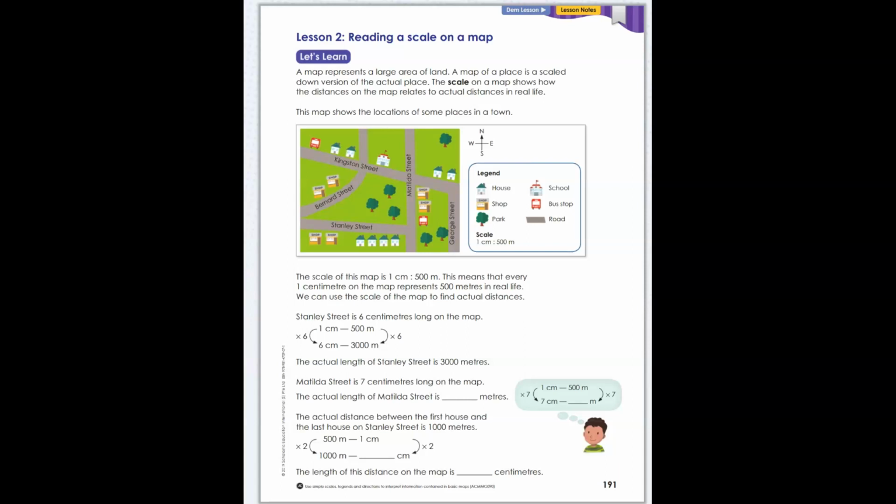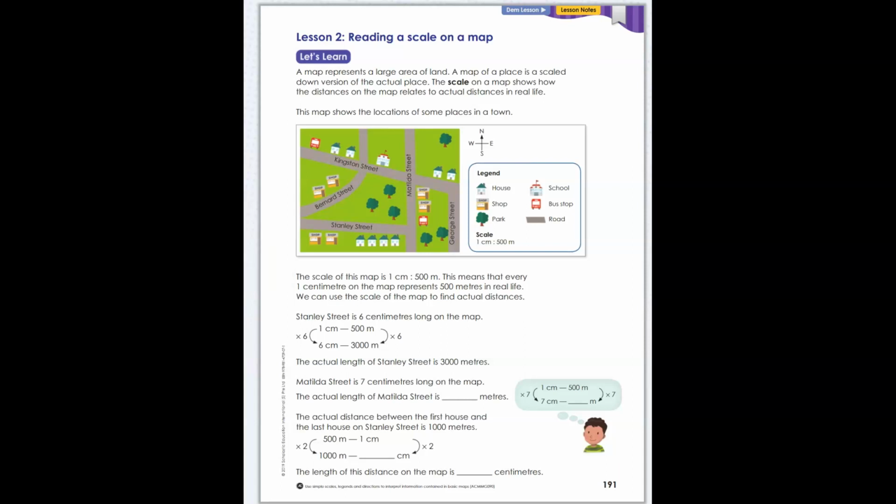And here's our scale. So for every 1 centimetre on this map here, it's 500 metres in real life. So let's look at this. The scale of this map is 1 centimetre to 500 metres. This means that every 1 centimetre on the map represents 500 metres in real life. Oh, look, I already said that. We can use the scale of the map to find actual distances.